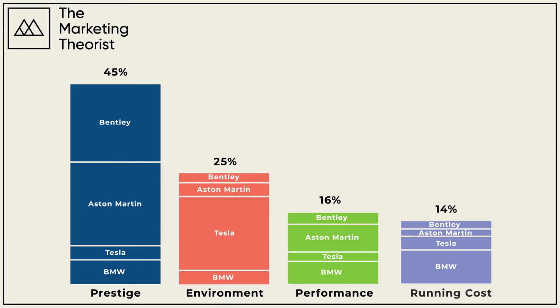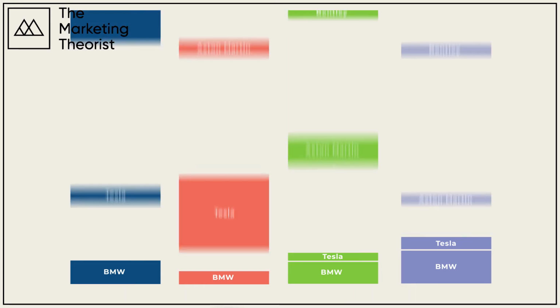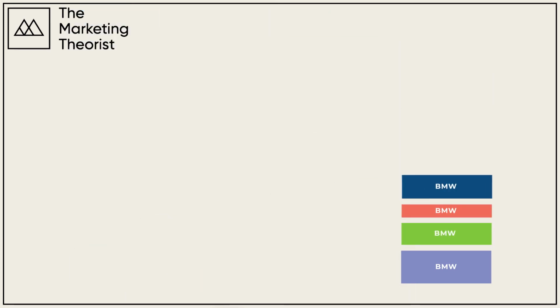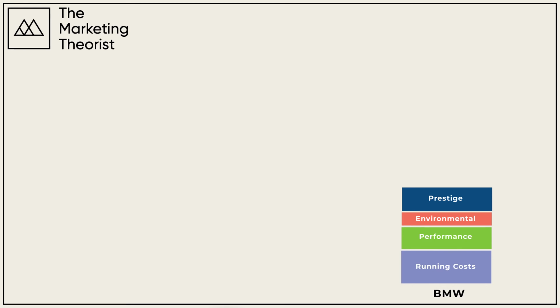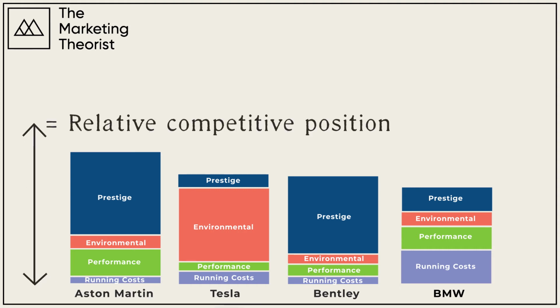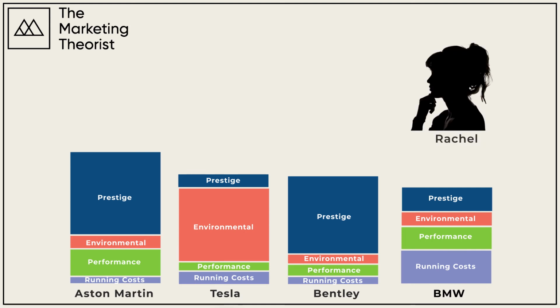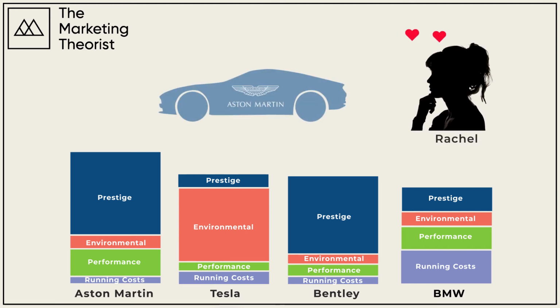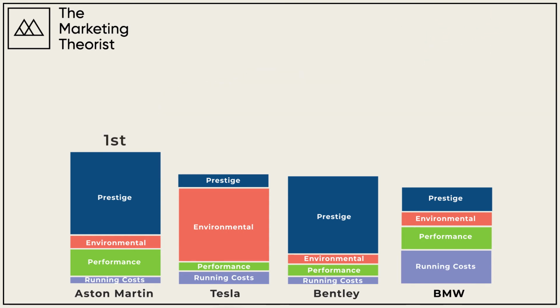Now, to see which competitor is strongest overall, each segment in the first bar chart is stacked by competitor. So all of BMW's shares are stacked like so, and we do the same for the other competitors. Now the heights of the bars show the relative competitive position of each brand. For the representative customer that we're using, Aston Martin is the strongest competitor, with Tesla and Bentley neck and neck in second and third place, while BMW lags in last place.